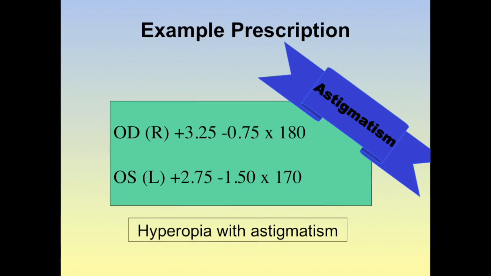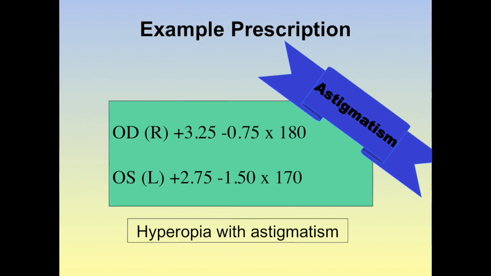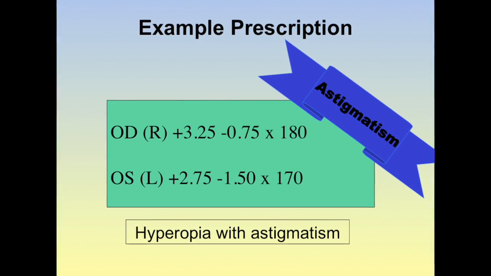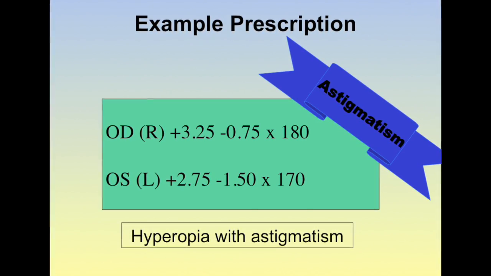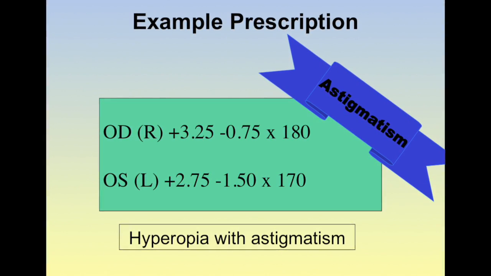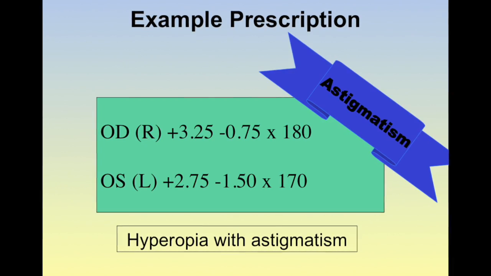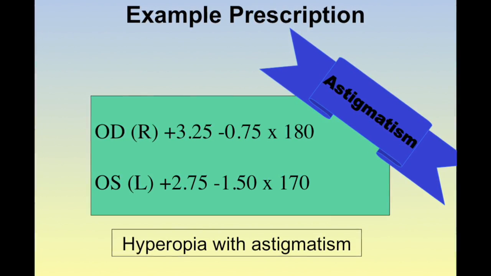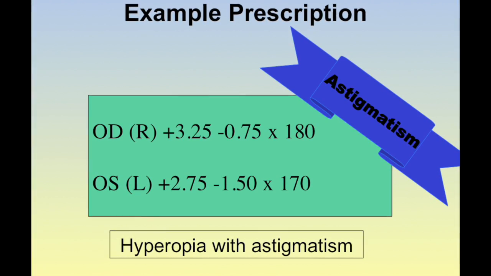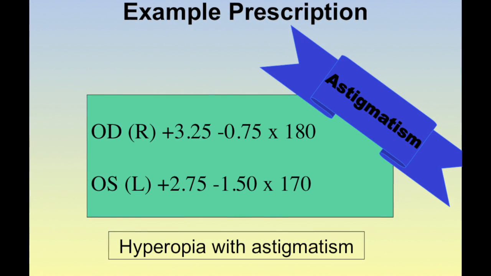So an example prescription, we have, in this example, I've got for the right eye a plus 3.25 sphere. Now this is a hyperopia, so it's plus, first number tells you hyperopia. Minus 0.75, the amount of astigmatism, and axis 180 horizontal. For the left eye, plus 2.75, so still hyperopia, a little bit less than the right eye. Minus 1.50 astigmatism, so slightly higher amount of astigmatism, and axis 170.